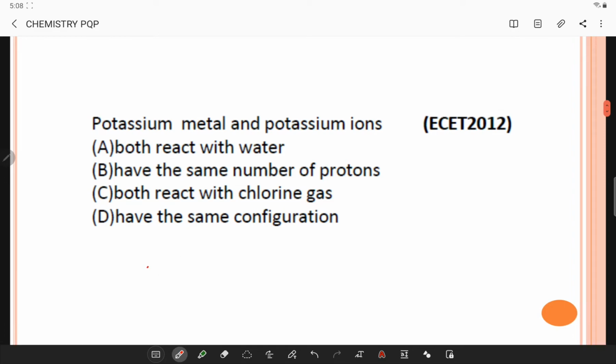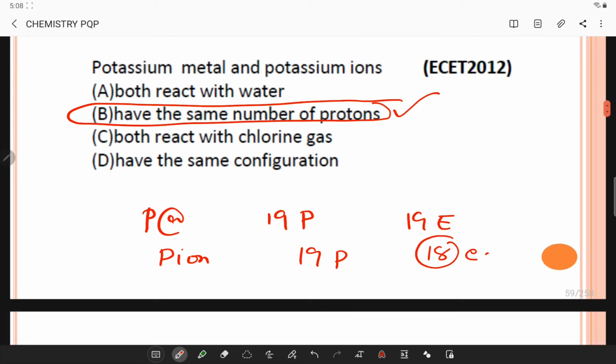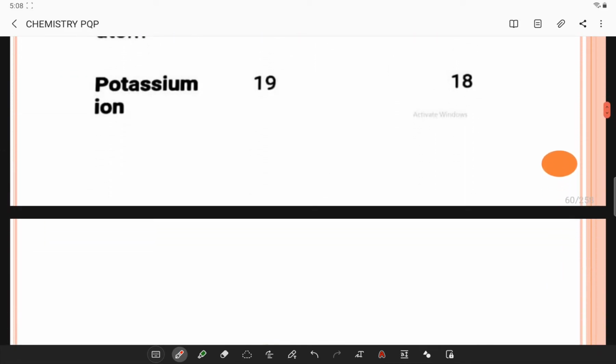So if you remember, potassium atom will be having 19 protons and 19 electrons, whereas potassium ion will be having 19 protons and 18 electrons. So if you see this, you can simply observe it is having the same number of protons. So this is a table for it.